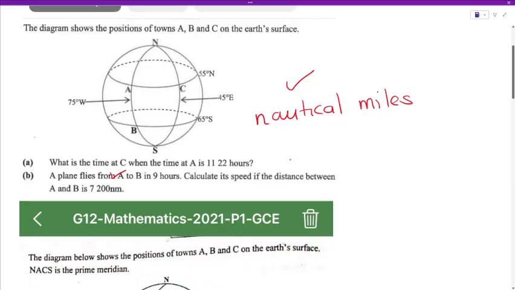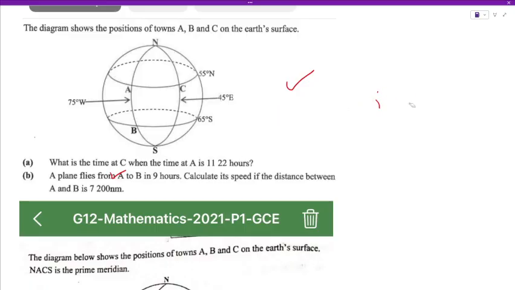So usually in paper 1, they usually ask you to find distance in nautical miles. And speed will be in knots. In paper 2, that's when they'll change. Distance, they'll say find distance in nautical miles or find distance in kilometers. But usually for paper 1, they usually ask you to find distance in nautical miles.